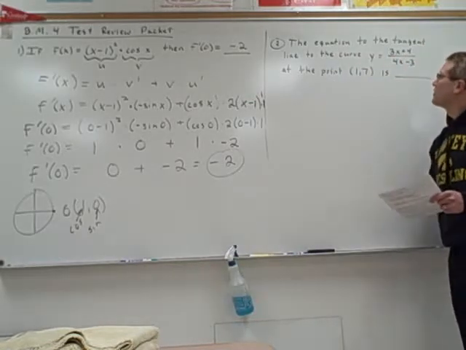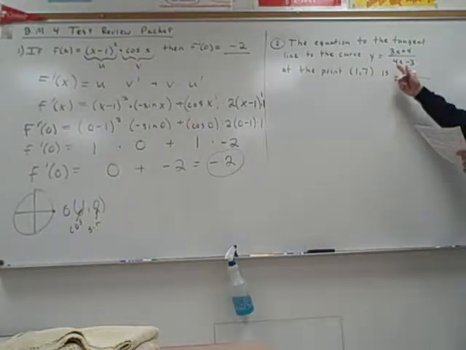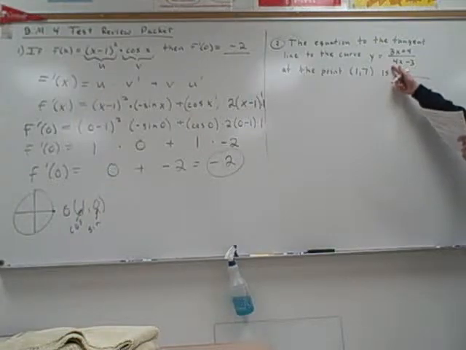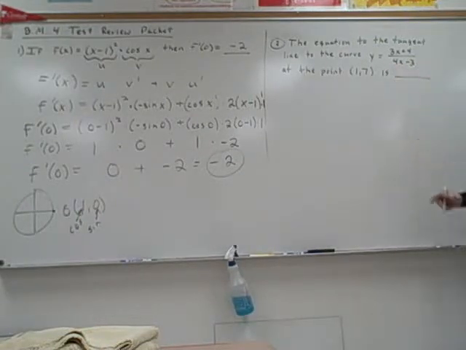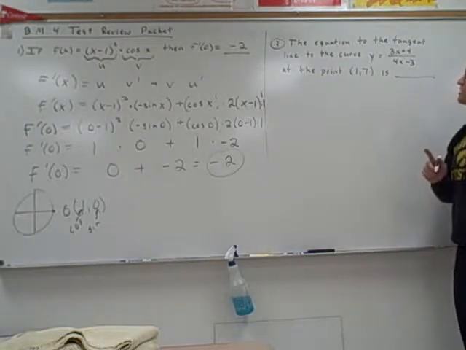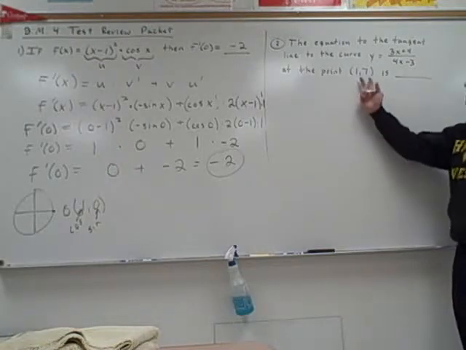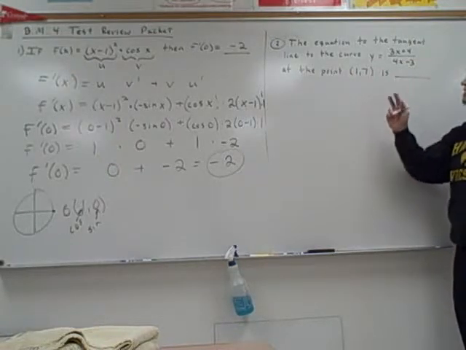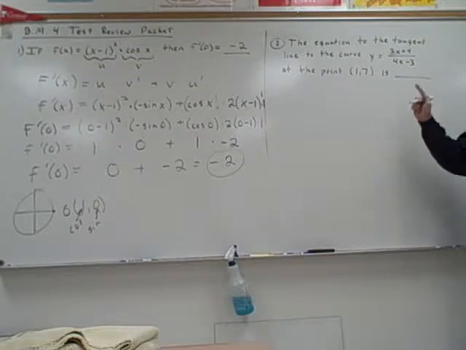Number 2, the equation to the tangent line to the curve y equals 3x plus 4 over 4x minus 3 at the point 1, 7 is blank. So this time we're looking for the equation of the tangent line. So we're going to have to find the slope of the tangent line and use the slope and the point to write an equation of that tangent line. So to get the slope, we need to do the derivative.